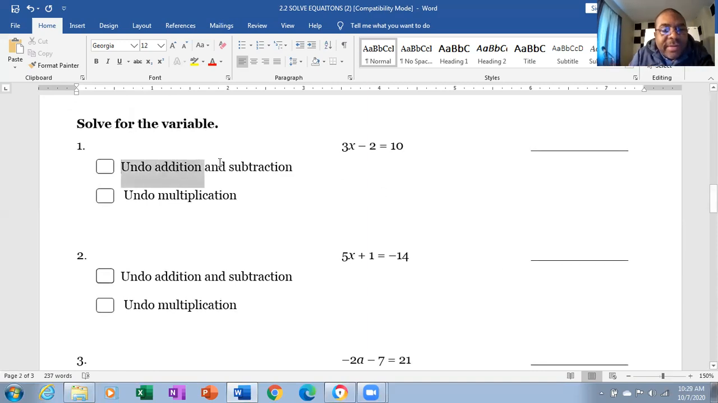So as you see on the left here, it says undo addition and subtraction. And then it says undo multiplication. So your first step in solving these types of problems is first to undo the addition and subtraction. And so here's a little symbol. Here's a little story that must be told.